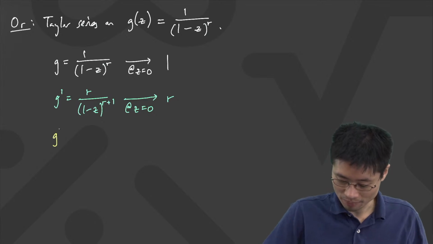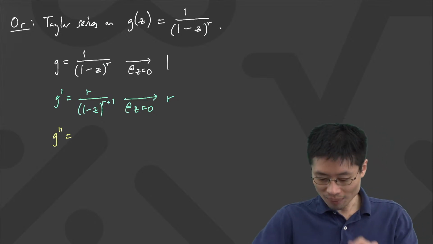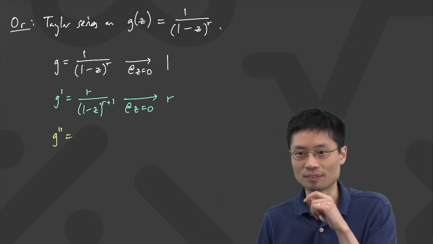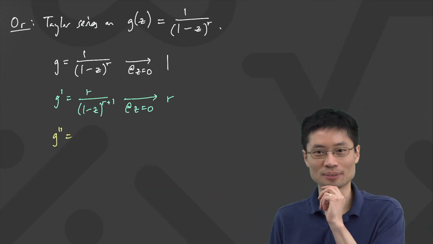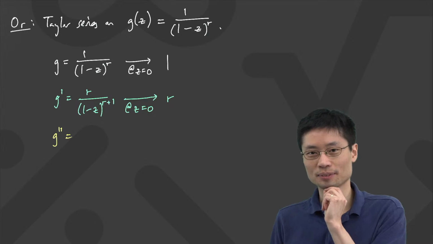What's the next one? G double prime. Can anyone tell me what happens if I take another derivative? And you'll see interesting things happening. What's the next derivative?